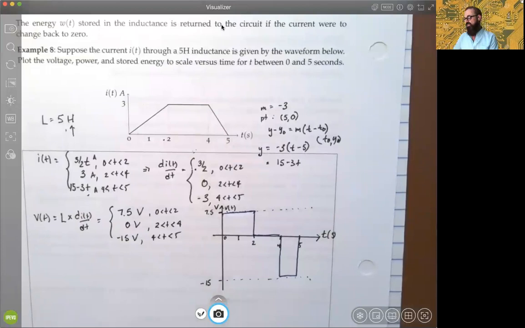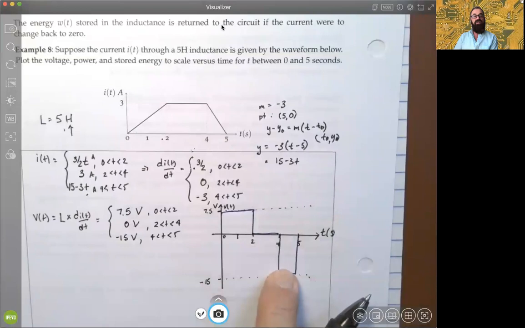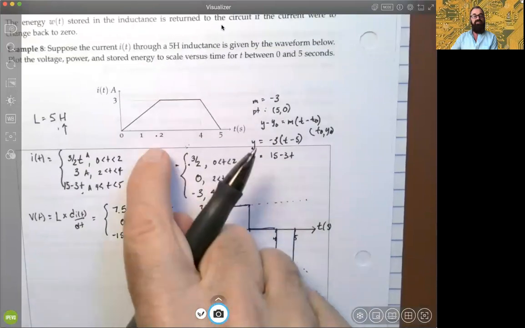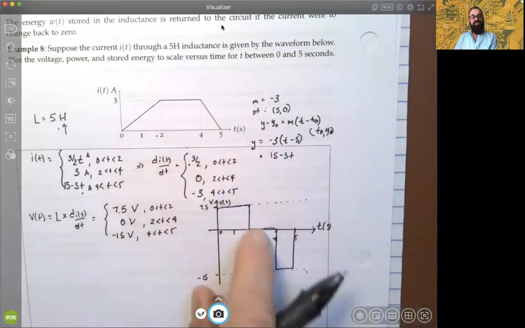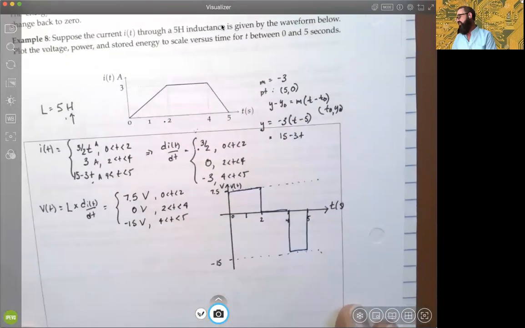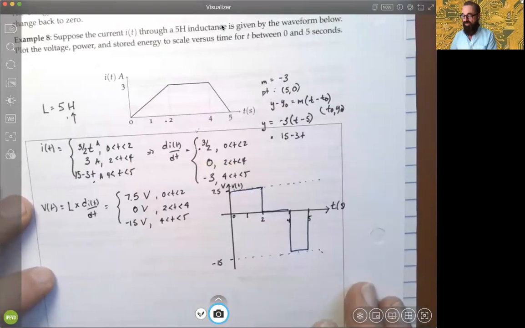For the voltage, right? Positive voltage, negative voltage. Rate of change of current is positive, rate of change of current is negative. So that matches up logically. Let's go ahead and do the stored energy.